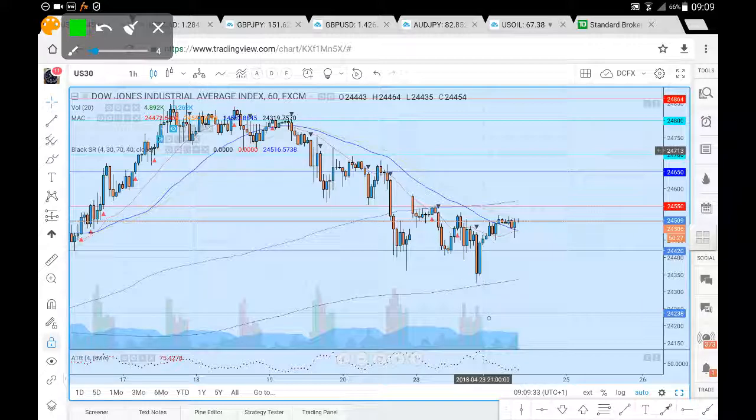Price came pretty close to a test of the 400 period moving average, but from there showed strong sell side momentum followed by immediate buy side momentum in the market, taking us back above the 420 level. We're currently consolidating beneath this 24,510.